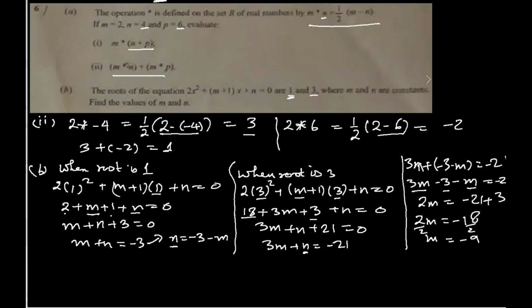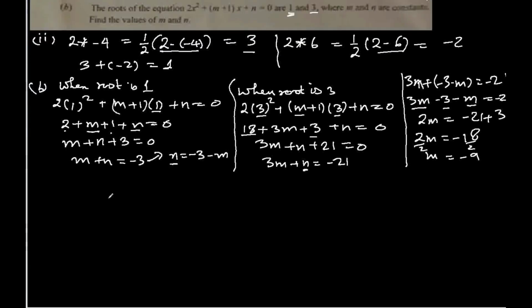We can easily find n now. So n is equal to negative 3 minus m. m is negative 9. So it will be negative 3 plus 9, which is 6. So this is n, and we had m equal to -9.